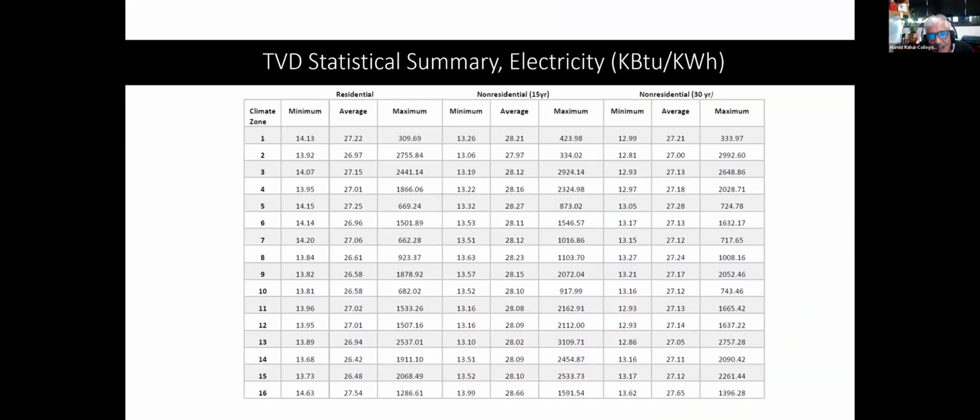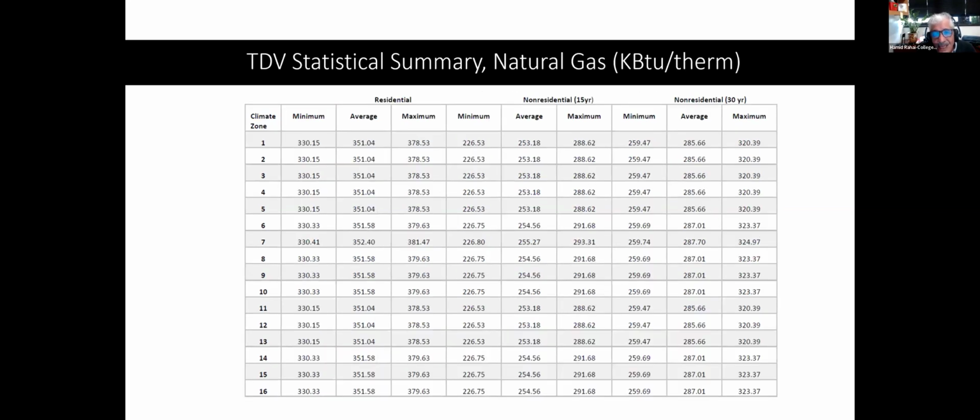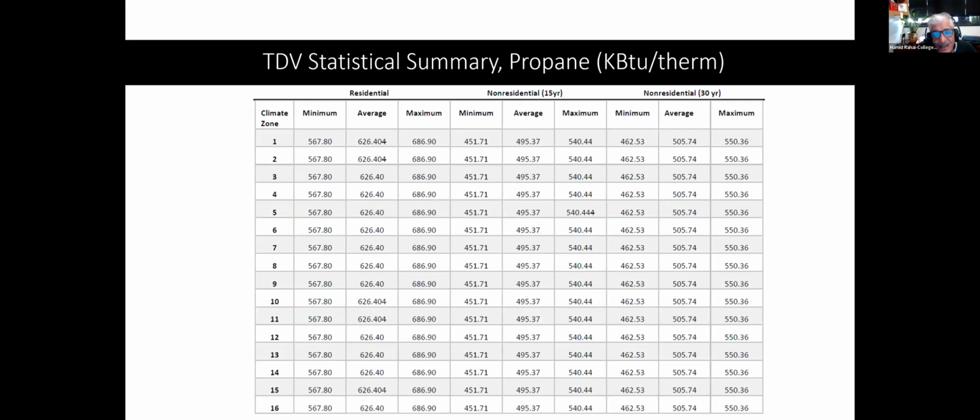So these are some TDV statistics summaries for different climate zones, and these are the values. When you want to do the calculations, generally you want to be less than or equal to these values, especially the average. It gives you the range of values for residential, non-residential 15-year, and non-residential 30-year design. This is for natural gas, and this is for propane. It depends on the calculations that you do for the range and the energy that you use.